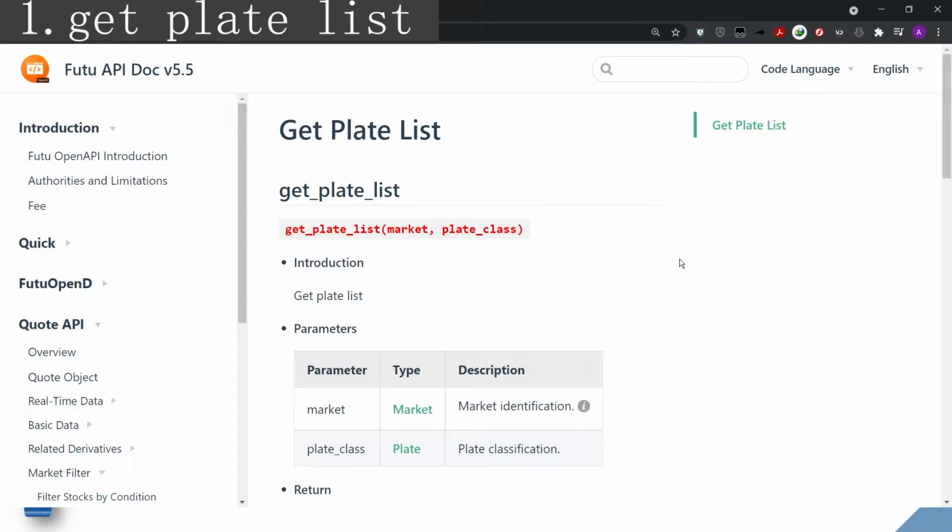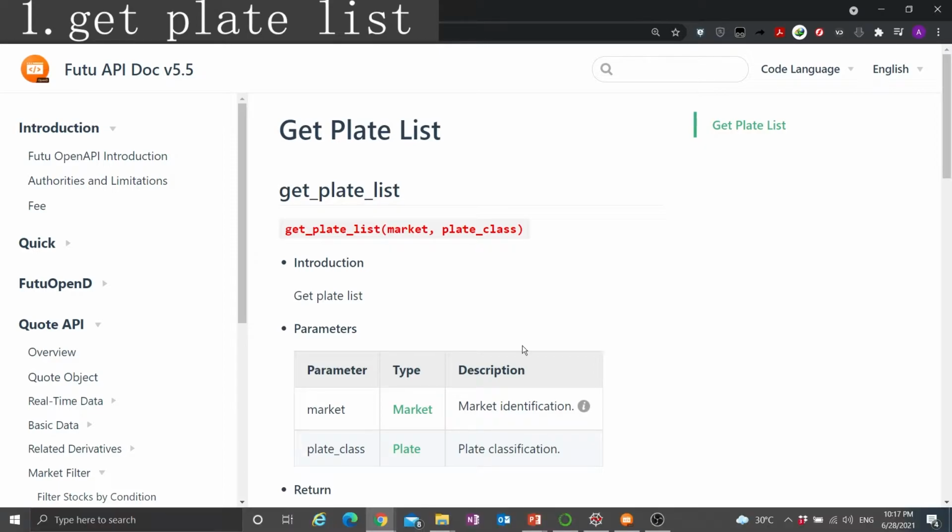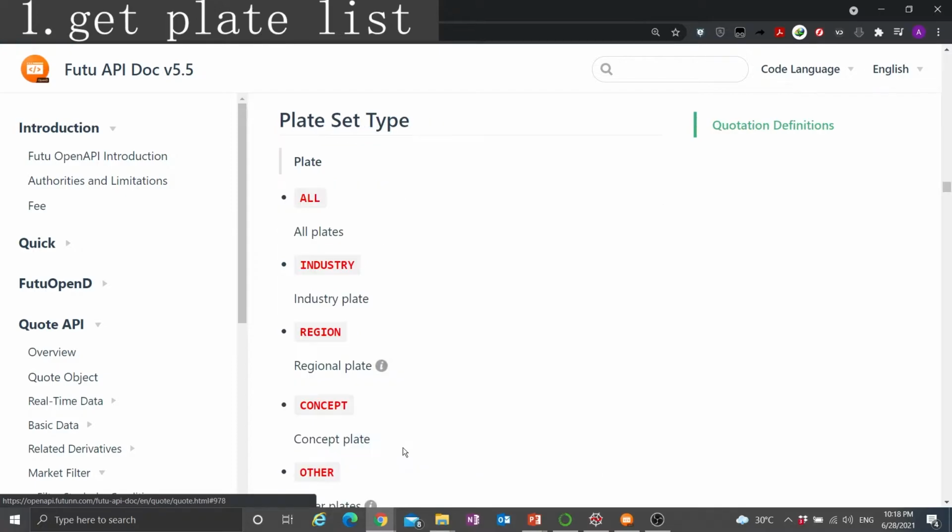We can use this formula to get a detailed list of all the sectors, aka plates, in the market. This function has 2 parameters, market and plate class. Market tells you which market you can choose from, for example US, Hong Kong, and Singapore. And for plate class, if we go into there, we have 3 choices: industry, region, and concept.